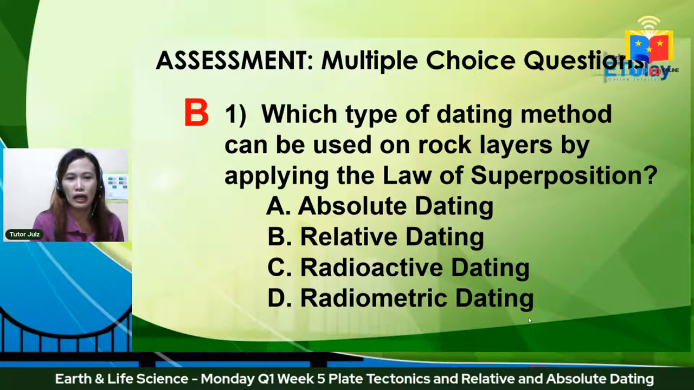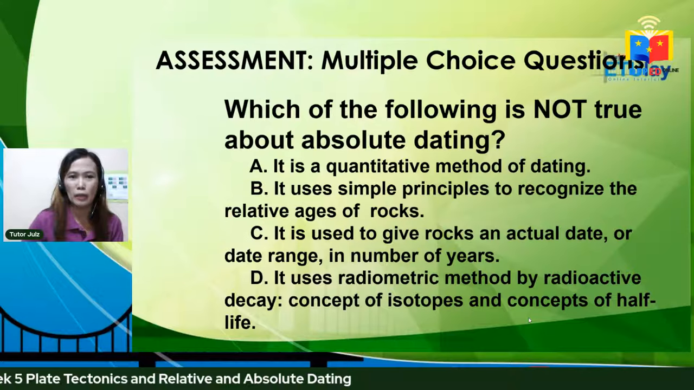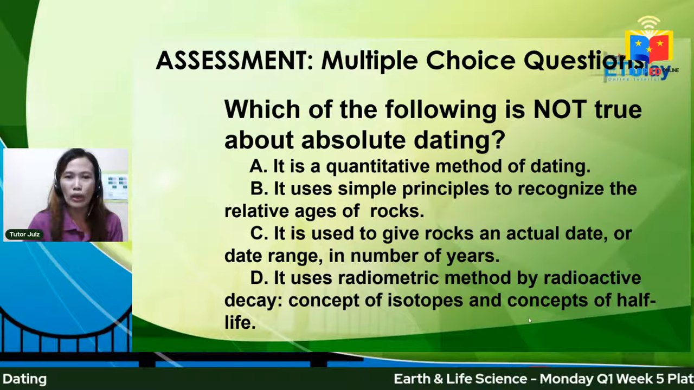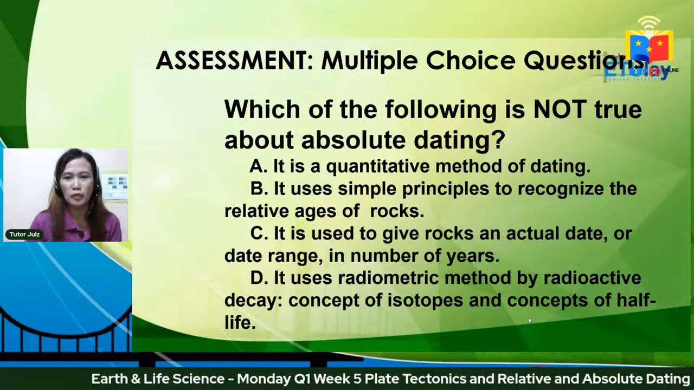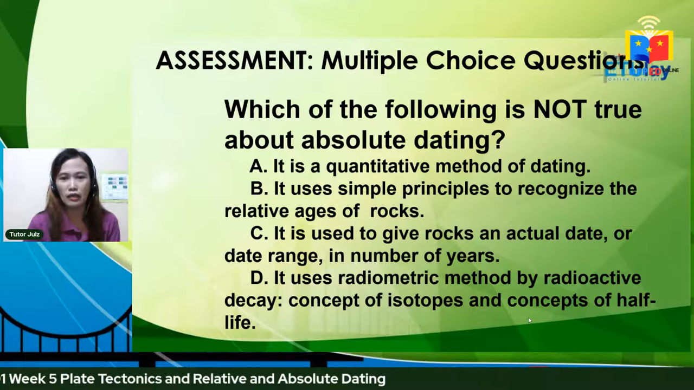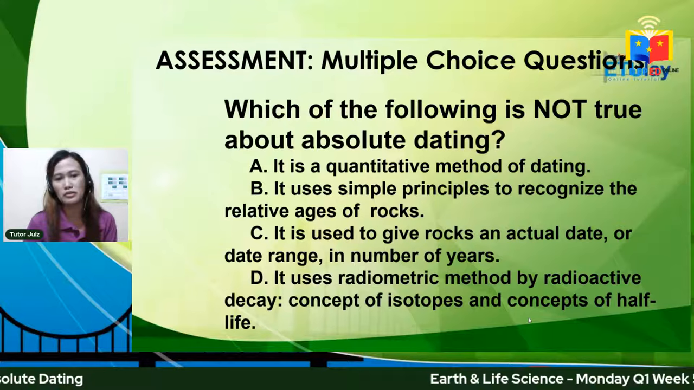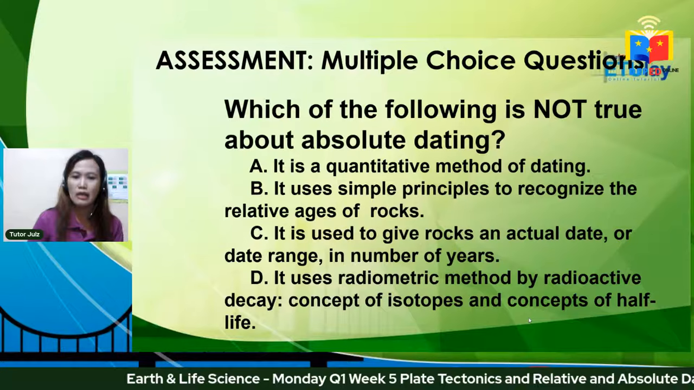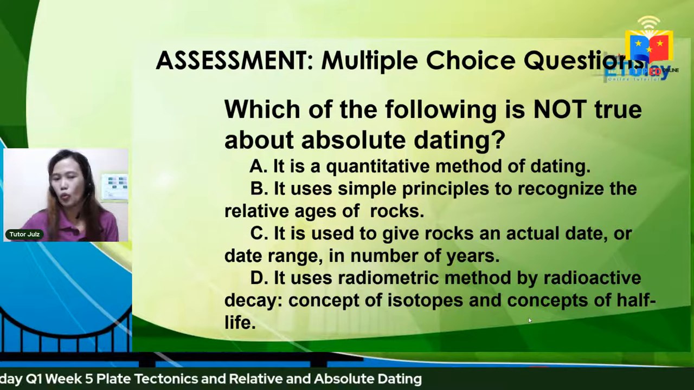Okay, for number two, which of the following is not true about absolute dating? A, it is a quantitative method of dating. B, it uses simple principles to recognize the relative ages of rocks. C, it is used to give rocks an actual date or date range in number of years. D, it uses radiometric method by radioactive decay, concept of isotopes, and concepts of half-life. So what is your answer? The answer is letter B.